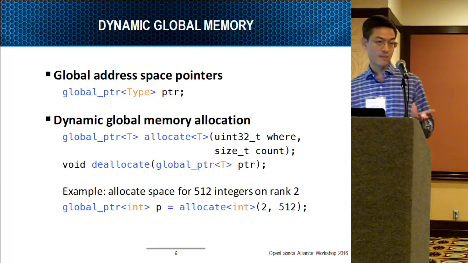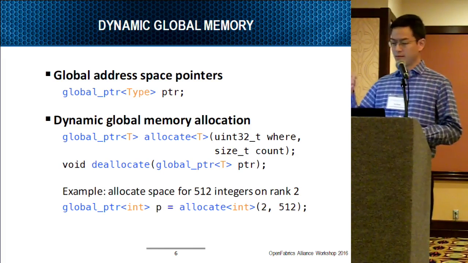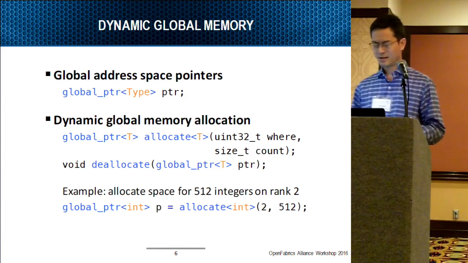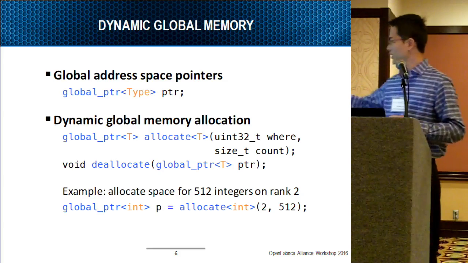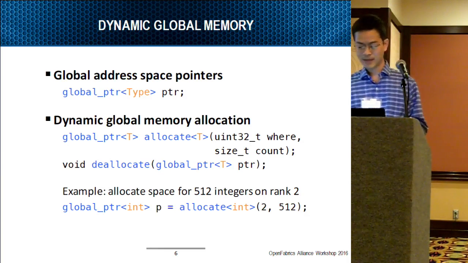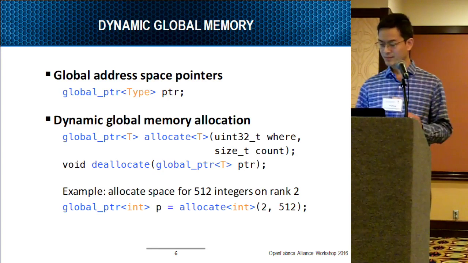And we can support dynamic global memory allocation. So basically, you can say, I allocate 2 megabytes of memory on rank 512, something like that. And this is, as far as I know, again, you won't be able to do it in MPI, at least not in the current implementations, because it requires active message support.